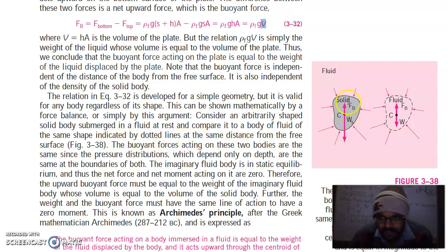That means we had an object here, some body, and we had a dotted line here, but this does not have any body. We have fluid here, just fluid. So this fluid is at rest at some position. This body is also in the fluid, so it is at some position. The buoyancy forces acting on these two bodies are the same, since the pressure distribution, which depends only on depth, is the same at the boundaries of the body.